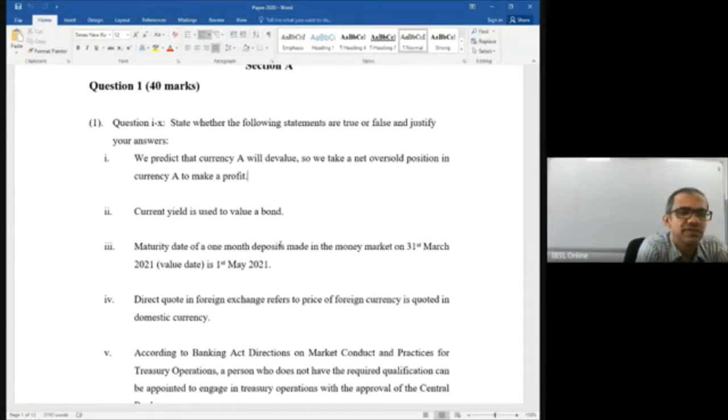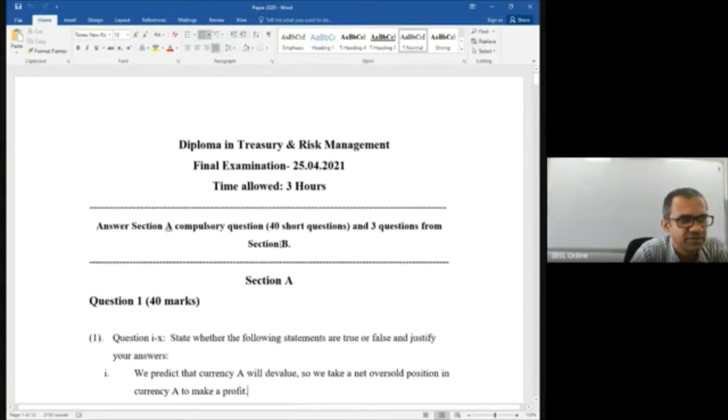Okay, shall we go without wasting time? Shall we go through this day? Okay, first question. We predict that currency A will devalue. So we take a net oversold. Okay, the structure. Let me first again remind you.